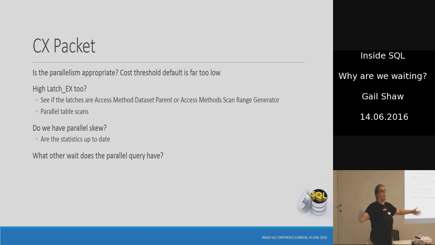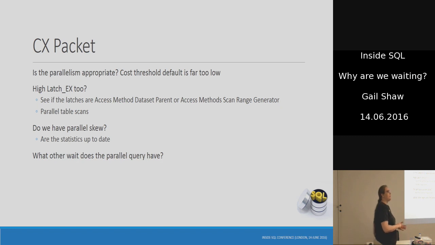Latch-X covers a whole multitude of sins, so if you are seeing high latch waits, you need to go and dig into what kind of latch waits. sys.dm_os_latch_stats will get you that. The most common two I keep seeing when I've got that combination of high CX packet and high latch-X are ACCESS_METHODS_DATASET_PARENT or ACCESS_METHODS_SCAN_RANGE_GENERATOR. Both of those are involved in parallel table scans.